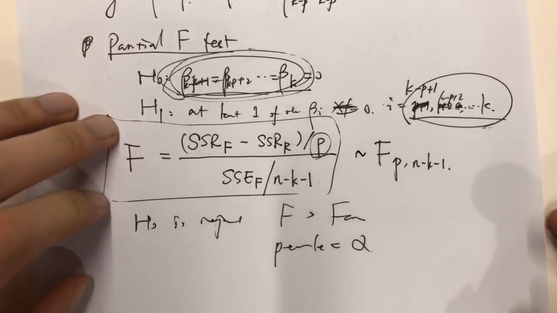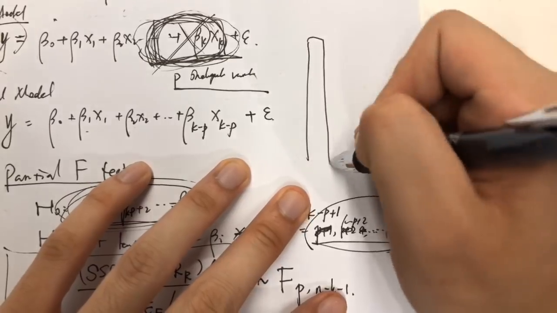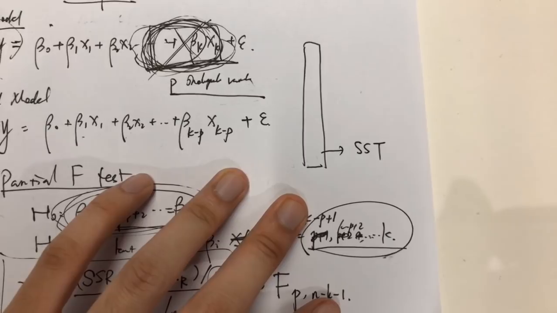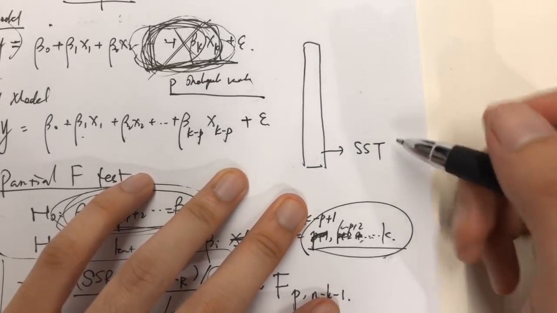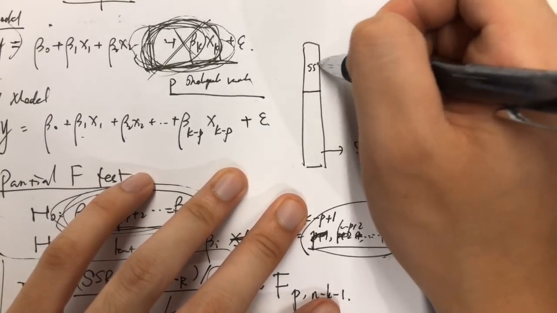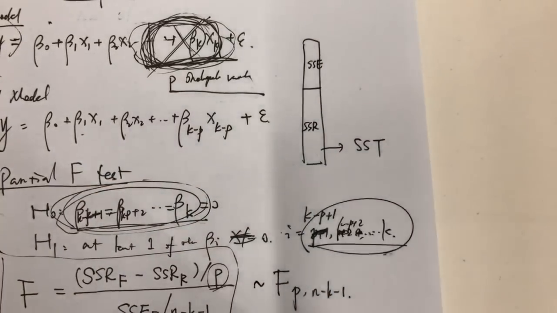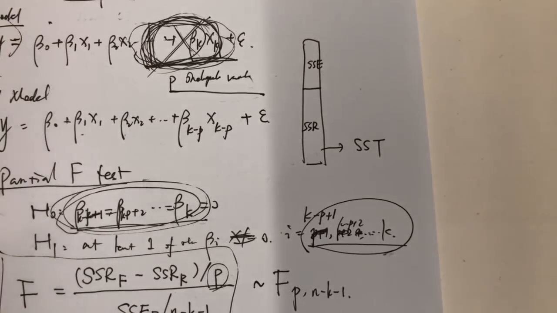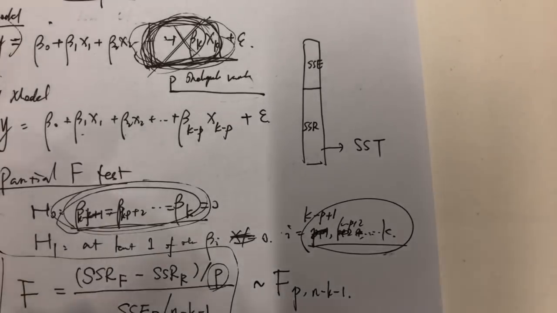So how can we understand the partial F test? Basically, let's see. If this box is SST, what is this SST constructed of? It must be broken down into SSE and SSR, right? Now, my question is, let me find another color to illustrate this. Okay, good, I have so many colors.